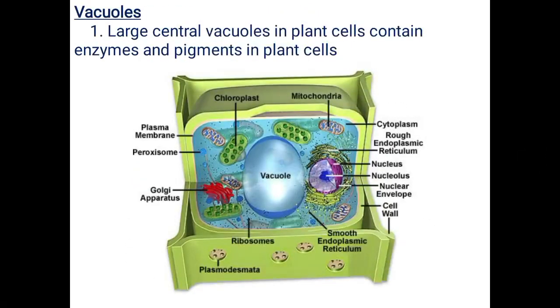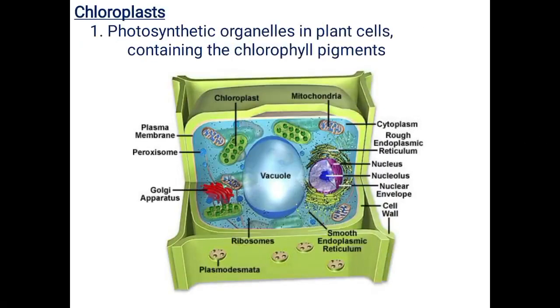Then vacuoles. Vacuoles, especially in plant cells, contain a large vacuole. In animal cells also there will be vacuoles, but smaller in size. But in plant cells, the majority of the space is occupied by this vacuole. It contains enzymes and pigments, chlorophyll pigments in plants. Enzymes are also suspended in the vacuoles.